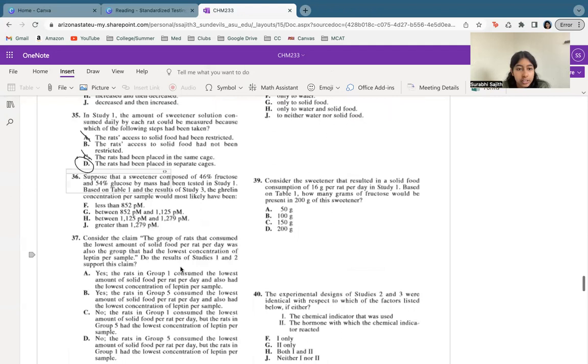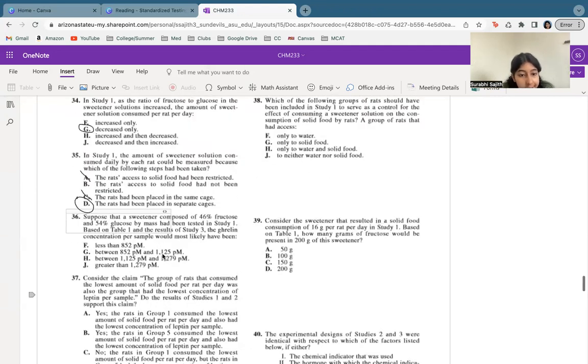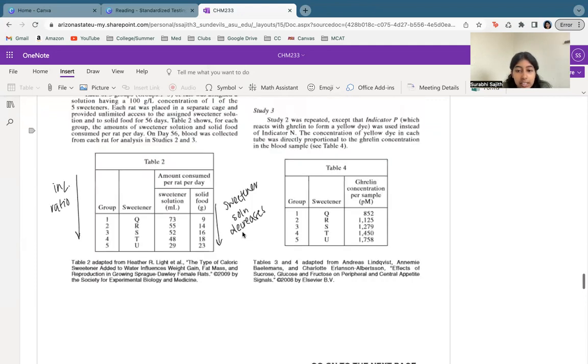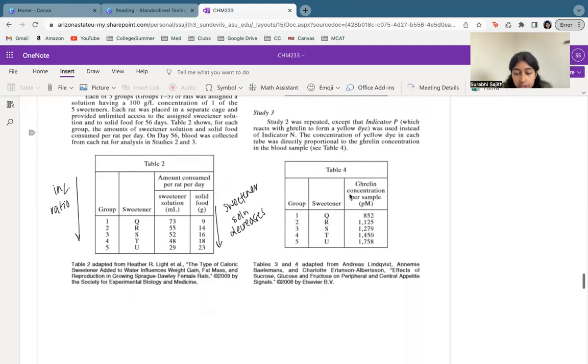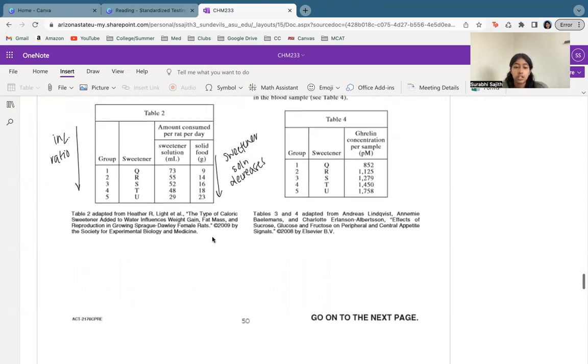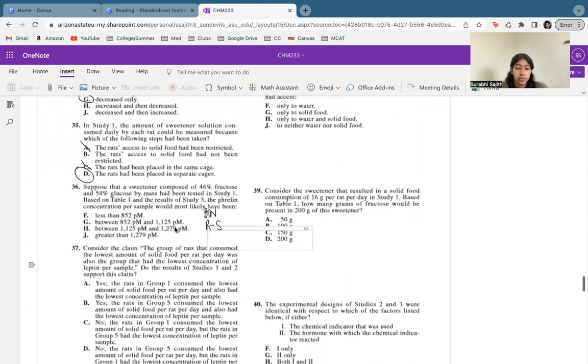Now, if we go back to the question, it tells us, based on table 1 and the results of study 3, the ghrelin concentration per sample would most likely have been. So now let's go back to study 3. We know we're looking between R and S. So, this is study 2. All right, so study 3, ghrelin concentration per sample. Between R and S, they have, let's see, about 1100 to 1300, right? So it's 1125 to 1279 that is going to be the correct answer. So let's see which option gives us that.